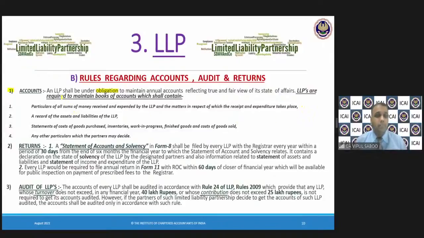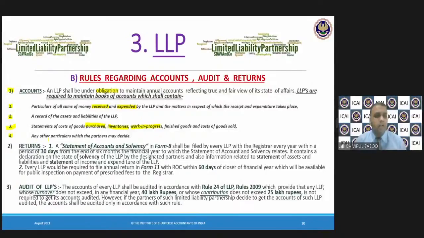LLPs are required to maintain books of accounts. What should be there in the books of accounts? Normal things. Particulars of all sums of money received and expended, the inflows and outflows by the LLP, and the nature of these receipts and expenditure. For what purpose did you expend the money, and from what source and for what this money was received. A record of assets and liabilities of the LLP, normal point. Statement of cost of goods purchased, inventories, work in progress, finished goods, and cost of goods sold. Easy to maintain. You all have read about cost sheet and all. You can get it from there.